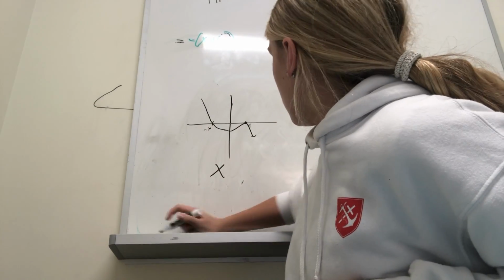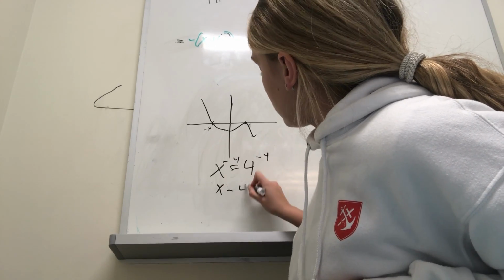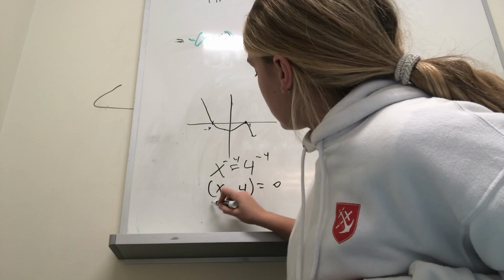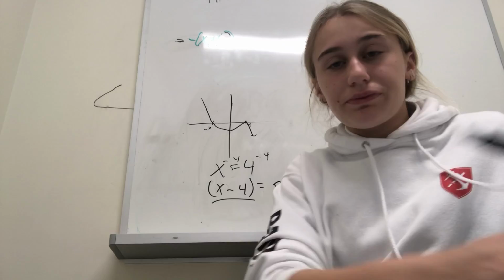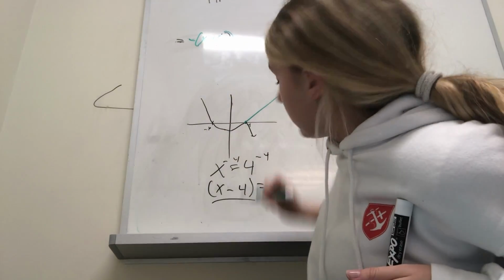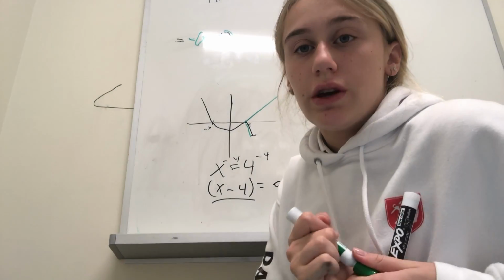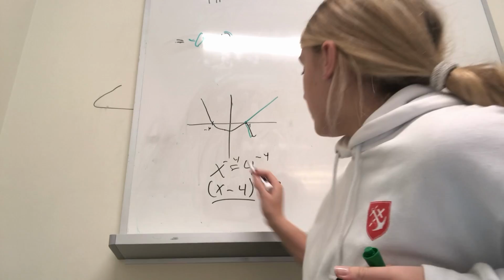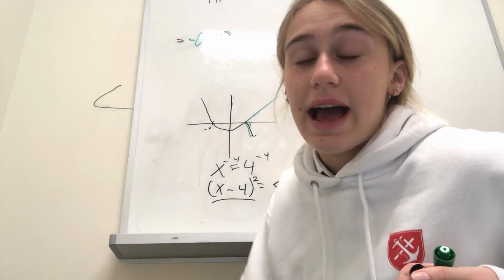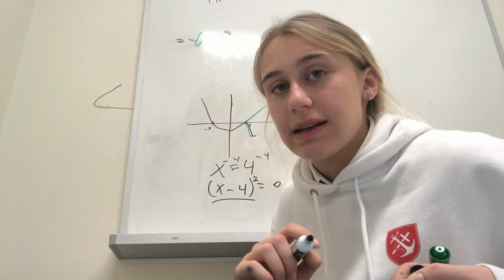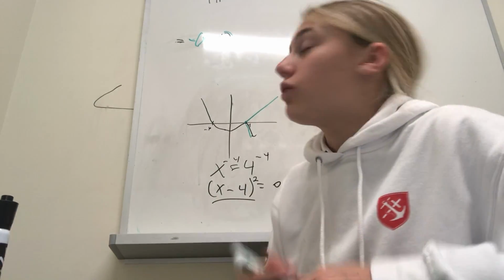X equals 4, minus 4, so x minus 4 equals 0. So this is part of our equation. However, because this doesn't go through the x-axis like that, instead it goes down, we know that it's order 2. Order 2 means that this root would be squared to make sure that it has a turning point at the x-axis and not going straight through. So this we can add to our equation because we know that it's in there.